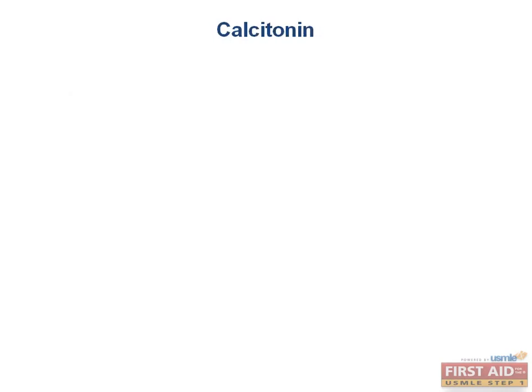We've already talked about two hormones that increase serum calcium. But remember, our body likes to maintain homeostasis. So now we'll talk about calcitonin, which helps decrease serum calcium levels. Do you know where this hormone is made? In the parafollicular C cells of the thyroid.